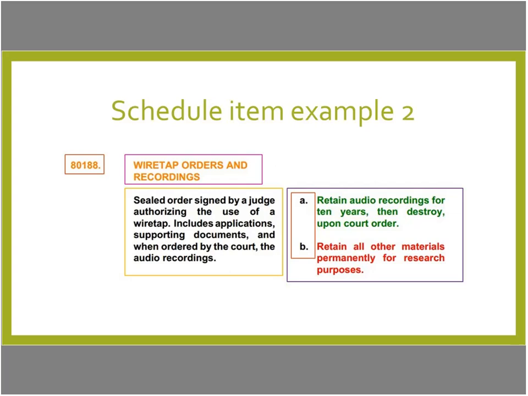We have, once again, a record series number, and we have a record series title, Wiretap Orders and Recordings. At least this sounds more interesting than the last one. And it gives us the specific description of the records and all the parts that it includes. And then if we go over to the right-hand side, notice that we have an A item and a B item. So the A item is green. And so what we know now is no matter what, we're going to be able to destroy these at some time.